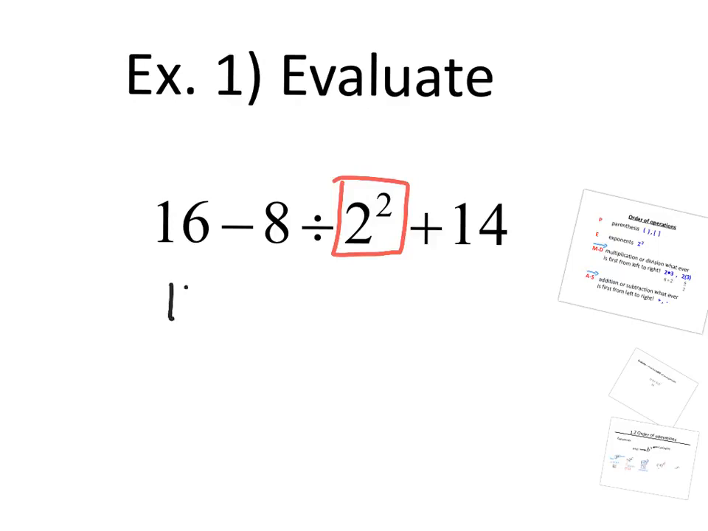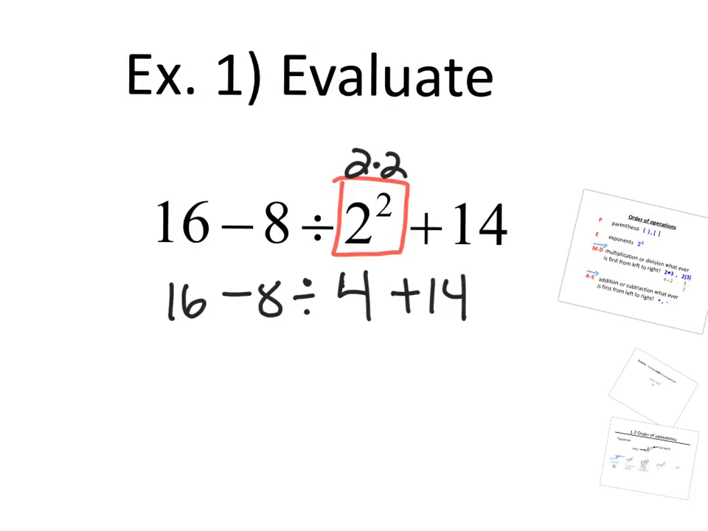I'm going to put a box around the exponents, and you are going to simplify. So you bring down the 16, you bring down the 8, minus 8, division, and 2 squared is the base by itself 2 times. So 2 times 2 is 4. And then you put plus 14 on this side. Now look at what you have. You have subtraction, 16 minus 8. You have division, 8 divided by 4. And you have addition, 4 plus 14.